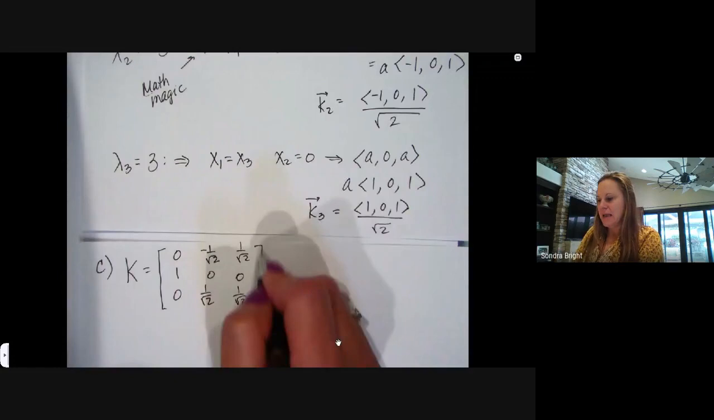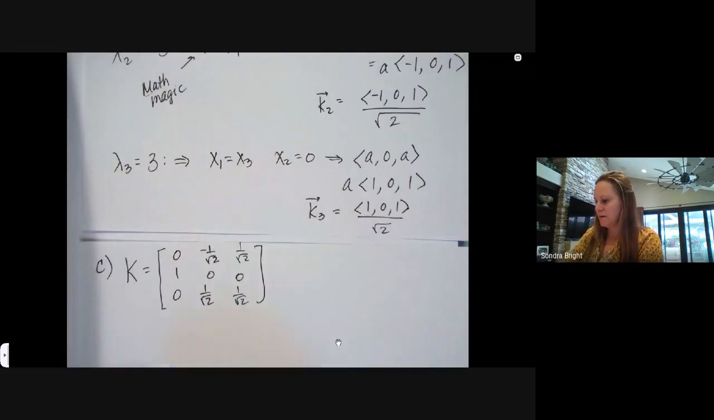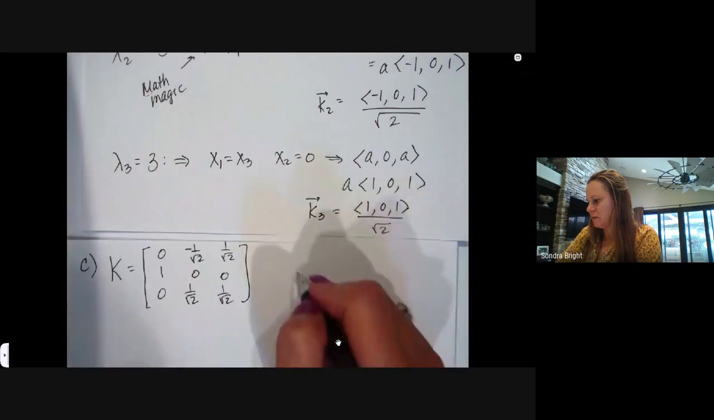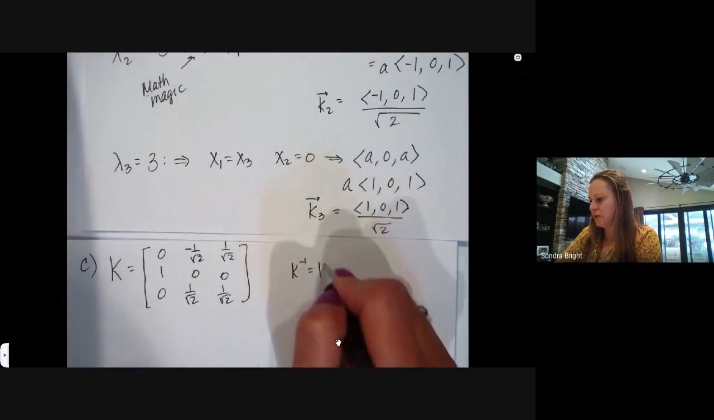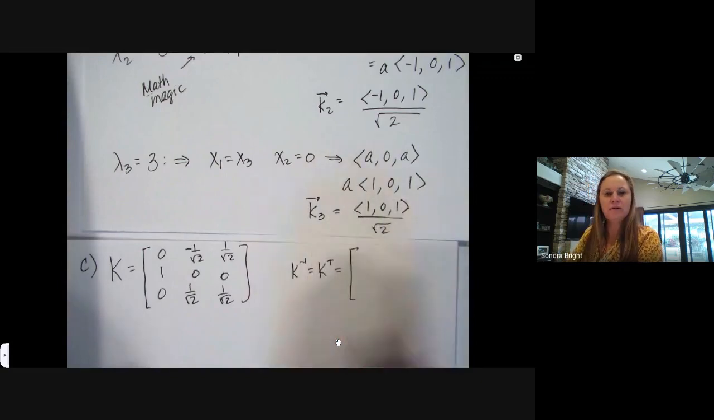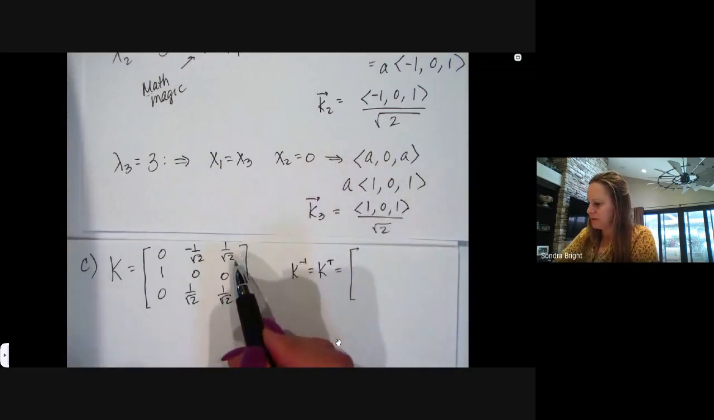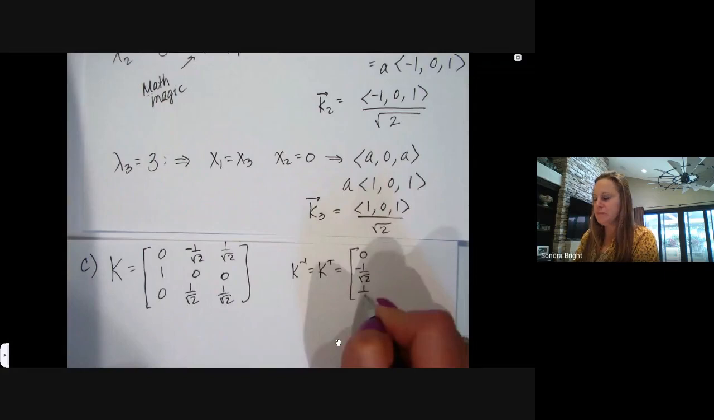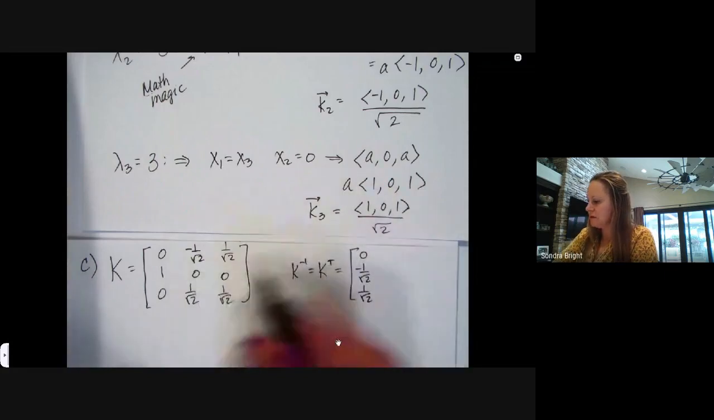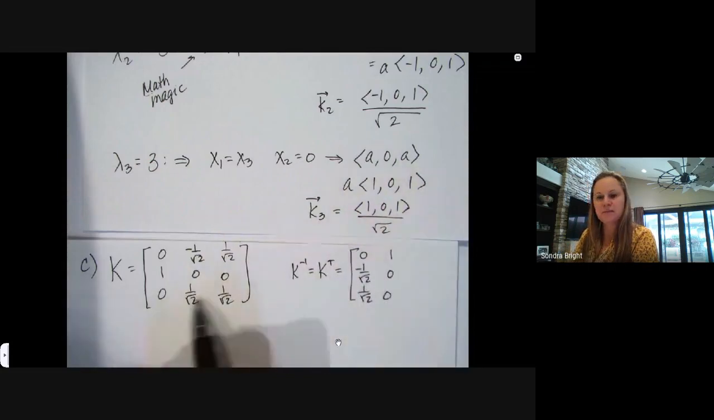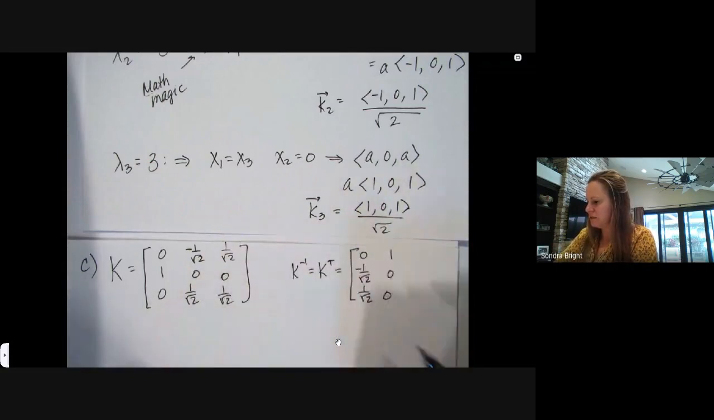And then your inverse, remember, is equal to the transpose matrix. So I'm going to make row 1 column 1. So it'll be a 0, a negative 1 over rad 2, and a positive 1 over rad 2. Row 2 becomes column 2, 1, 0, 0. And row 3 becomes column 3, 0, 1 over rad 2, 1 over rad 2.